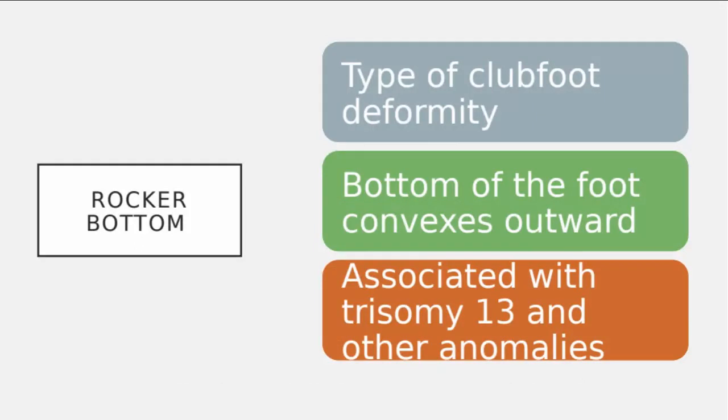Next we have rocker bottom. So this is technically a type of a clubfoot deformity, but it doesn't necessarily mean that there's an abnormal relationship or angle between the foot and the calf. It's talking about when the bottom of the baby's foot, so the plantar aspect of the baby's foot, bows outward, and we almost get like this extra little padding of soft tissue underneath the baby's foot, and it makes their foot look like a rocking chair. So this is going to be associated with trisomy 13 and some other chromosomal abnormalities.